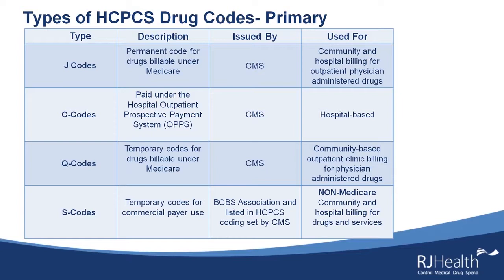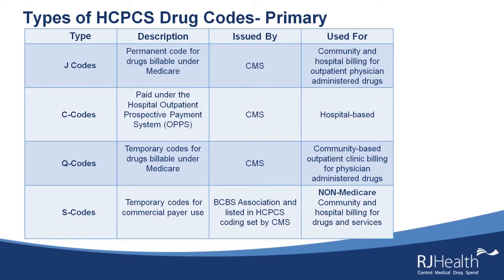These are going to be provider-submitted codes typically. They are permanent, so Medicare has created them. They are specific to an individual product. They can be used for community or hospital billing for outpatient physician-administered drugs. And as I mentioned, they do have the generic product name and billable unit string.